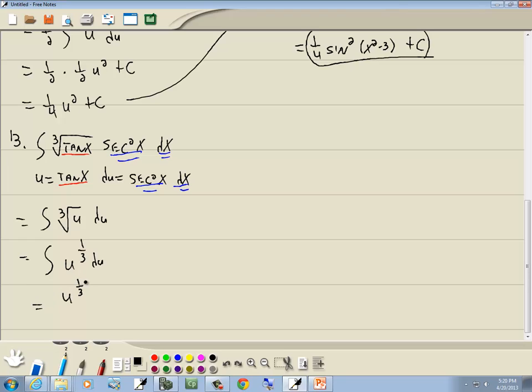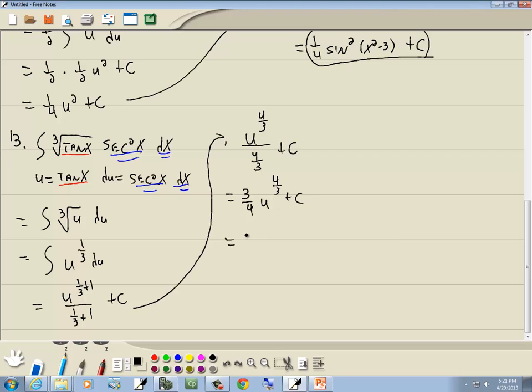Add 1 to our power, divide by our new power, plus c. Well, 1/3 plus 1 gives us 4/3, so we're going to have u to the 4/3 over 4/3 plus c. And remember, if you have a single fraction downstairs, you can flip it and multiply it times the top part. So that gives us 3/4 u to the 4/3 plus c. And last thing is we want to plug our u back in. U we said was tangent x. So we're going to have 3/4 tangent x to the 4/3 plus c. And that's our answer.